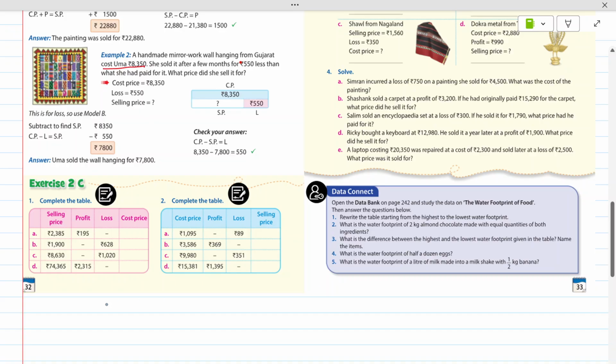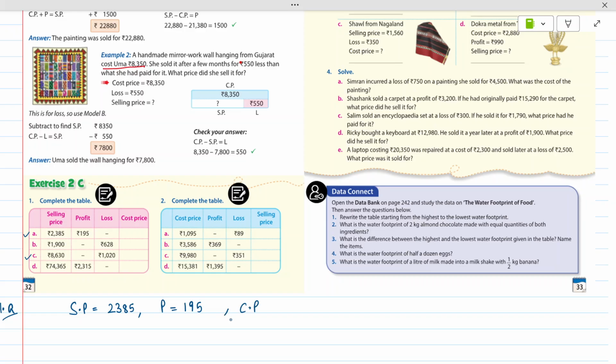Okay, so let us do the first question. We have to complete this particular table. I am doing the A part and C part of this. In 1.A, the selling price is given. The selling price is 2385, and the profit is given as 195 rupees, and since it's a profit, loss cannot be there, we have to find out the value of the cost price.